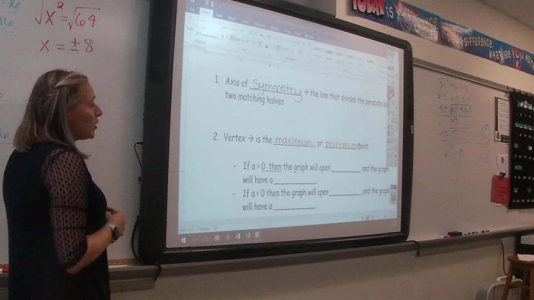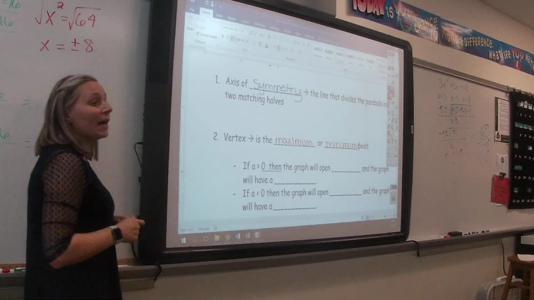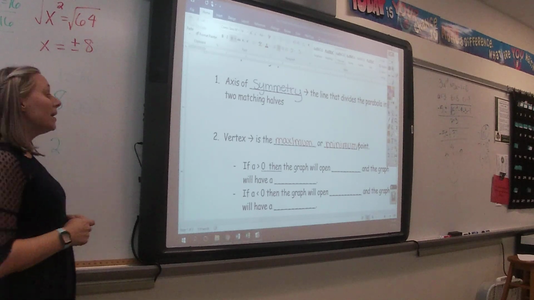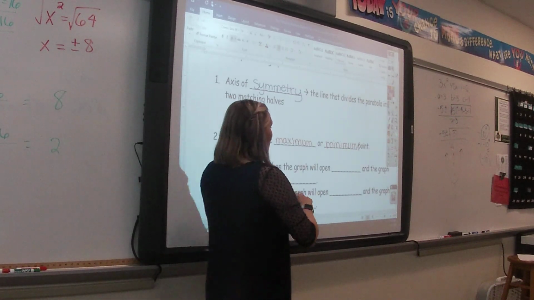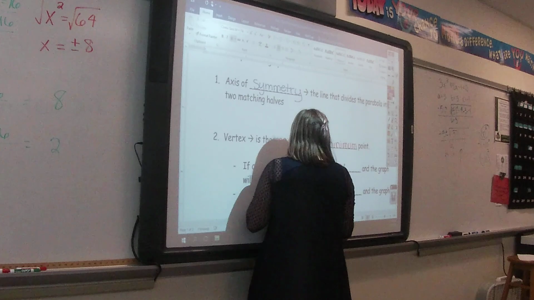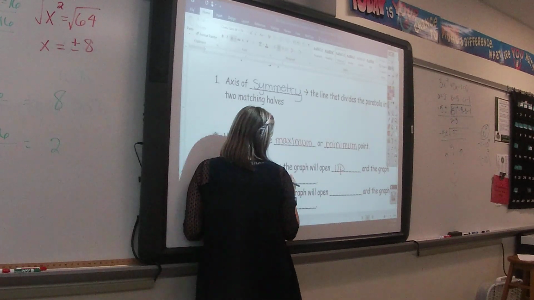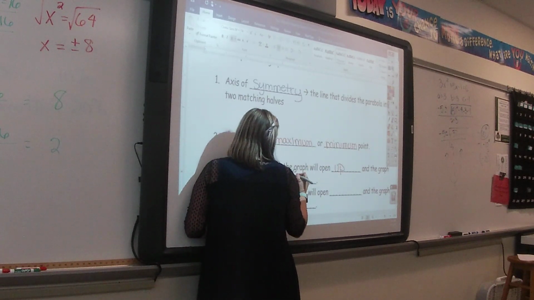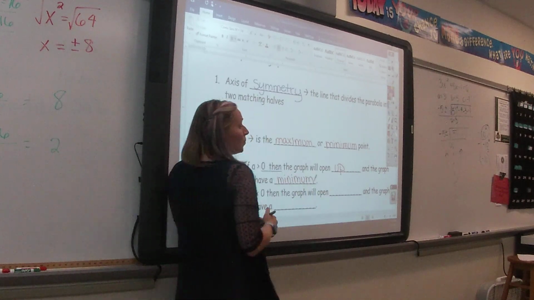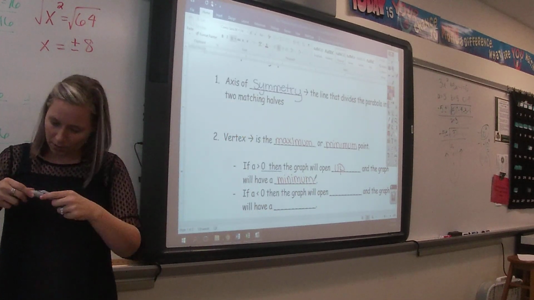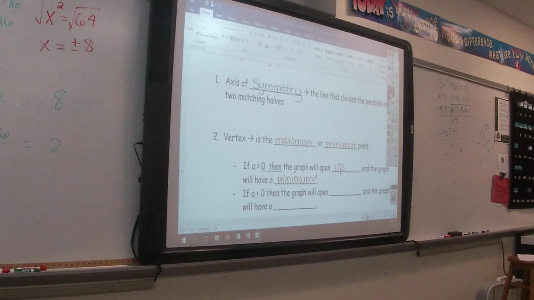We will know if the graph has a maximum or a minimum by the value of A. If A is greater than 0, then the graph will open up and the graph will have a minimum. It will have a low point. Okay, this is perfect.